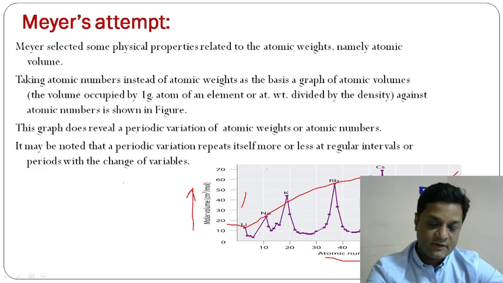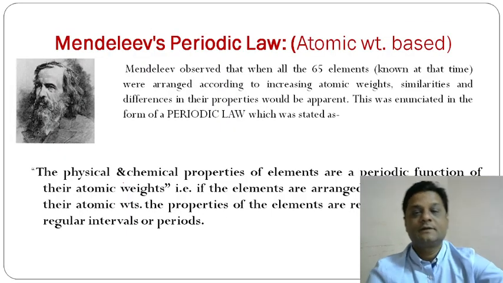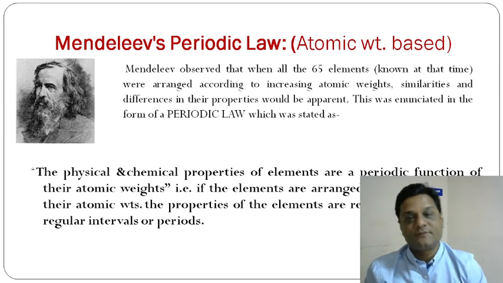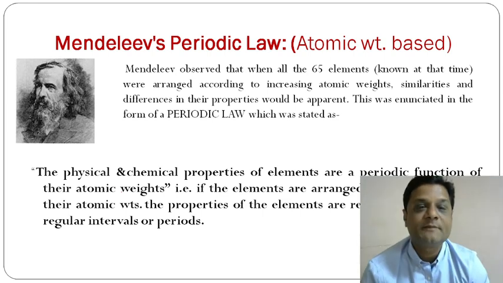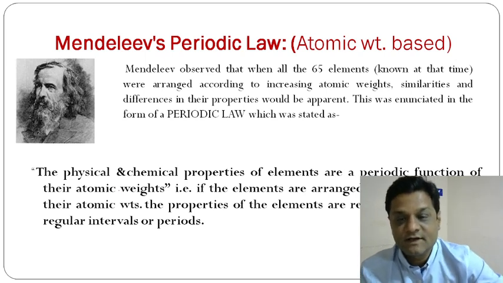So that is how Mayer arranged the elements. These are nothing but the table form he developed in 1868. Now the next law was developed by Mendeleev. Mendeleev's work is the basis for the modern periodic table. What he did was consider a new law.